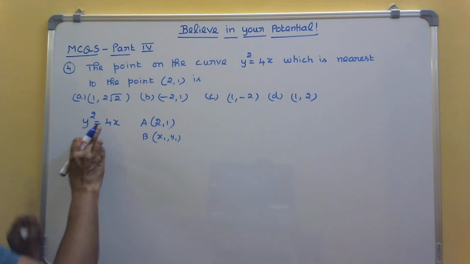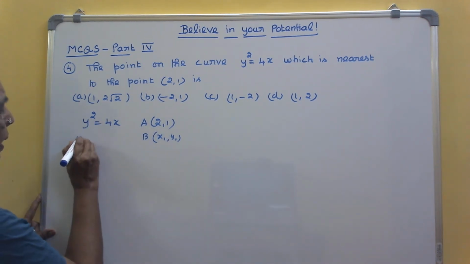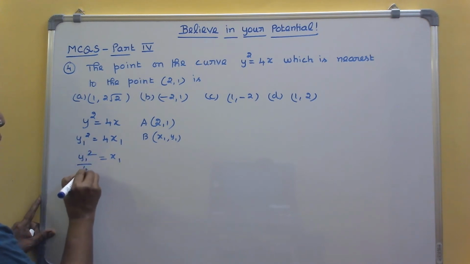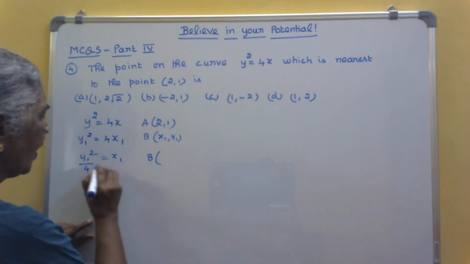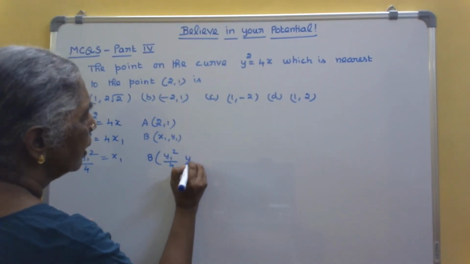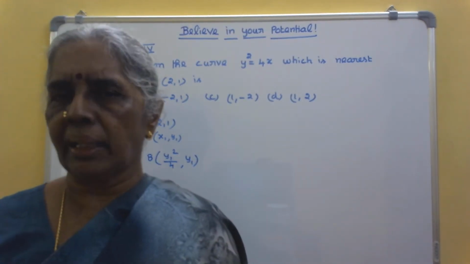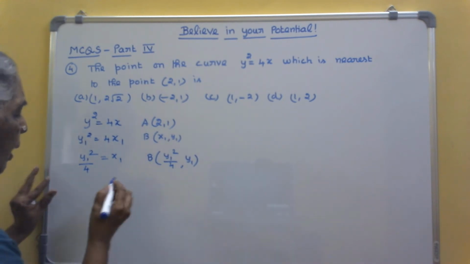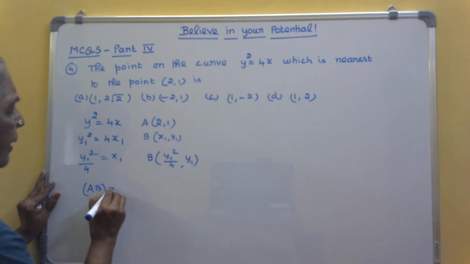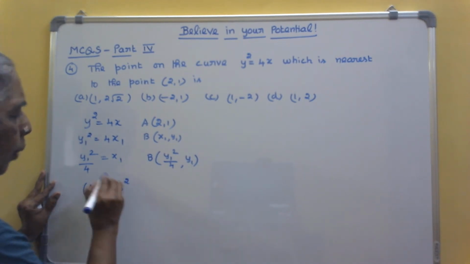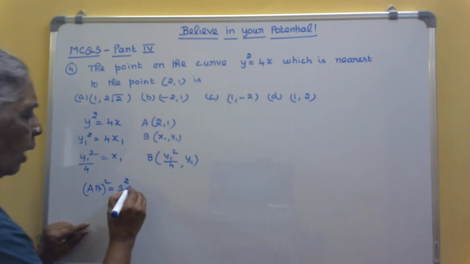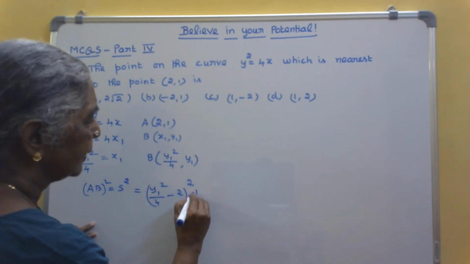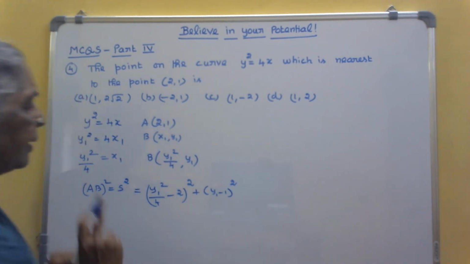Now you know this (x1, y1) is a point on y squared is equal to 4x. So y1 squared will be equal to 4x1, or I can say x1 is equal to y1 squared by 4. So the point B I will take as (y1 squared by 4, y1), so that I will have only one variable. So my A is (2, 1), my B is (y1 squared by 4, y1). Now I am going to find the distance squared, so no root. So I will write (y1 squared by 4 minus 2) the whole square, plus (y1 minus 1) the whole square.